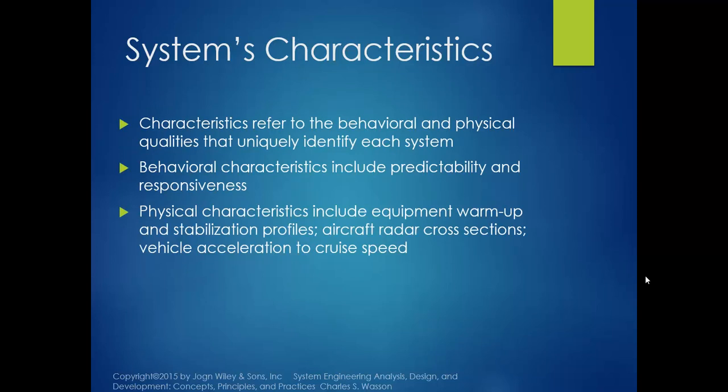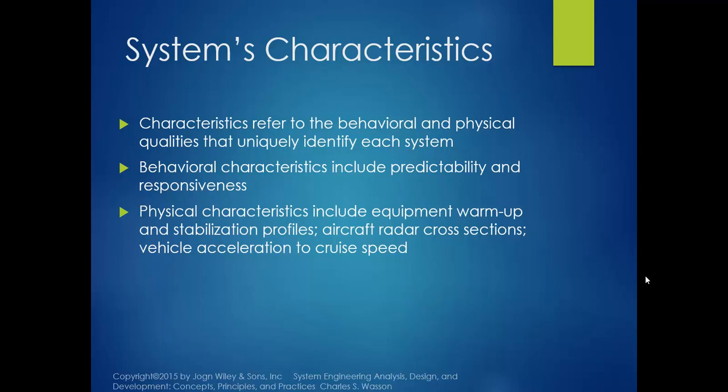System characteristics refer to the behavioral and physical qualities that uniquely identify each system. The behavioral characteristics include predictability and responsiveness of that system. Can we predict what will happen if we do this type of change or this kind of scenario? That's what we need to know. We need a system that can be predicted so we can adjust as needed. We need a system that will respond in time when I need it to respond. So I'm looking at predictability and responsiveness.